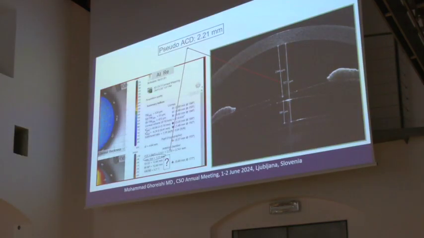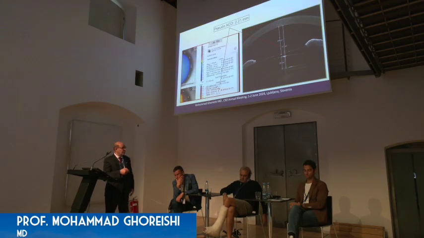So these are just some clinical points I mentioned, and this is also another case. The automatic measurement was 2.2, but the actual measurement is 3.2. So you have to do it manually in these cases if you want to measure the anterior chamber.